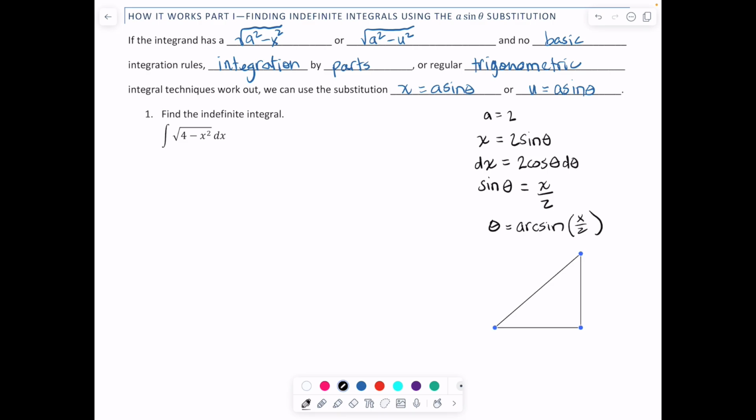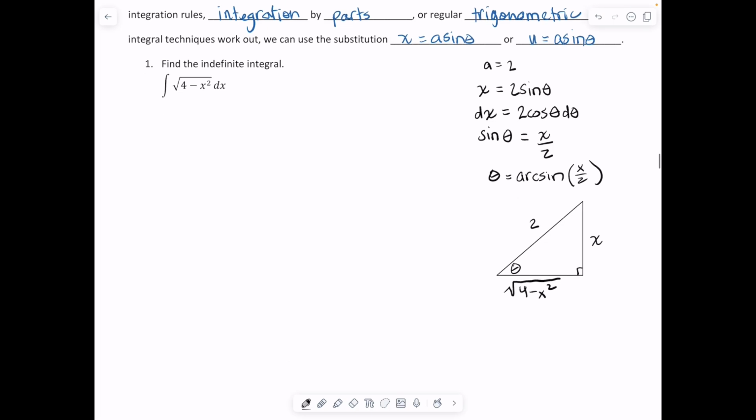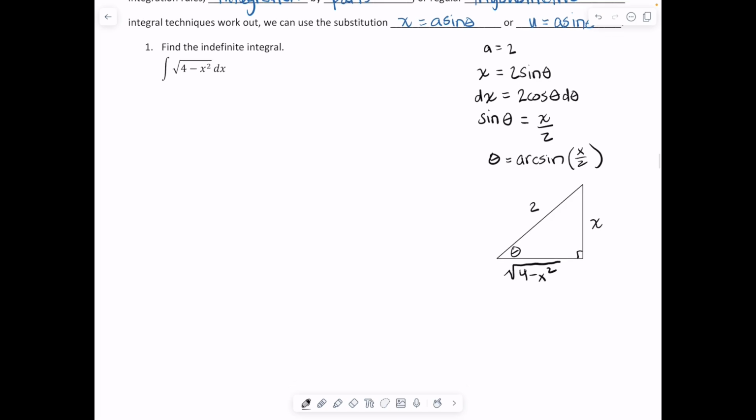Now, to make our triangle, hey, don't you love technology? We would have our theta here, and this is a right triangle, and then we know that sine theta is x over 2, so that's side opposite over hypotenuse. And if you did the substitution correctly, you'll get your square root that you started with. And we did. We got root 4 minus x squared. So we'll be using that later.